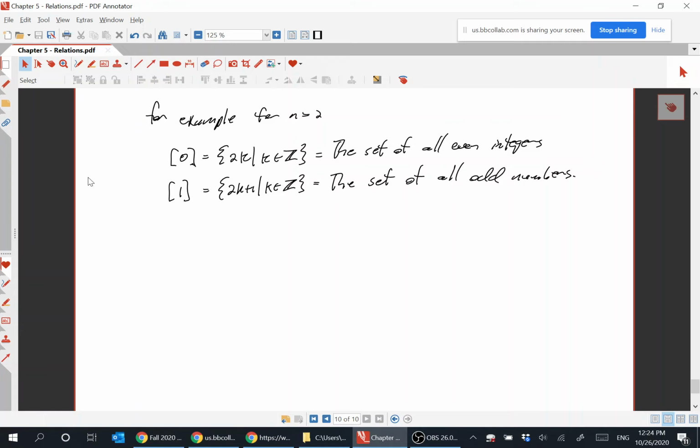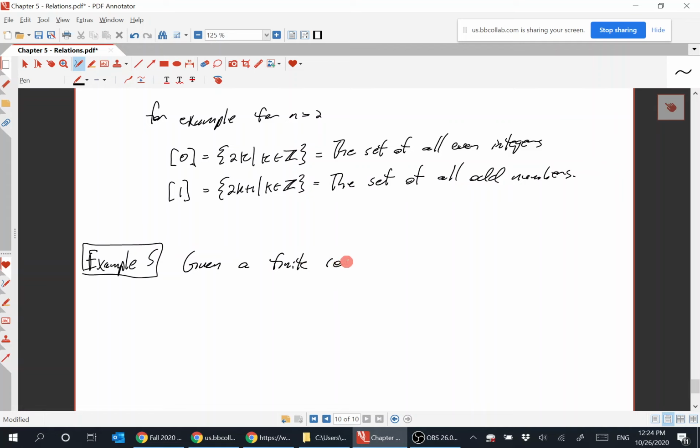And then there was that last example, back to example S, symmetric difference. All right, given a finite set A, define twiddle on the power set of A, not on A itself, by x is equivalent to y when the order of x symmetric difference y is even. And we showed this is an equivalence relation.